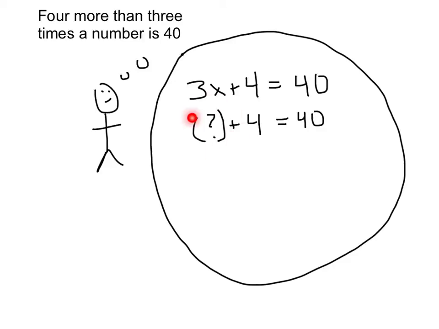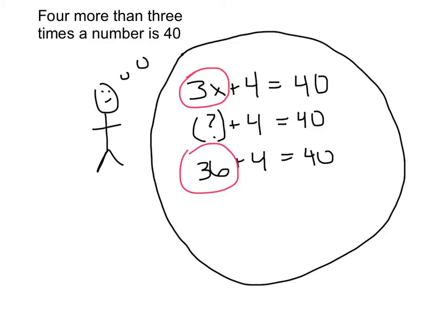Using this little question mark symbol is what he'll use to show the cover-up method. So what number plus 4 equals 40? Well, that has to be 36. 36 plus 4 has to equal 40. But remember, this was 3x and 3x and 36. So now we think 3 times, well, what other number, using the cover-up method again, has to equal 36? And the only number that works would be 3 times 12. 3 times 12 equals 36, so x has to equal 12.